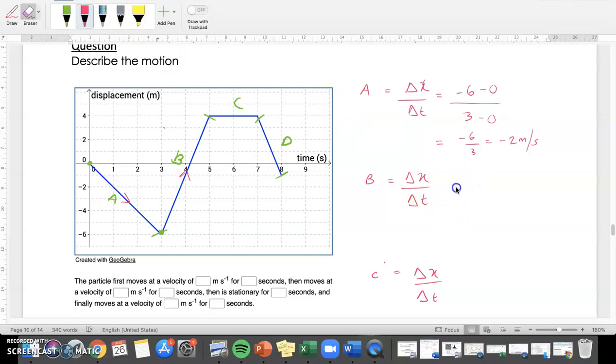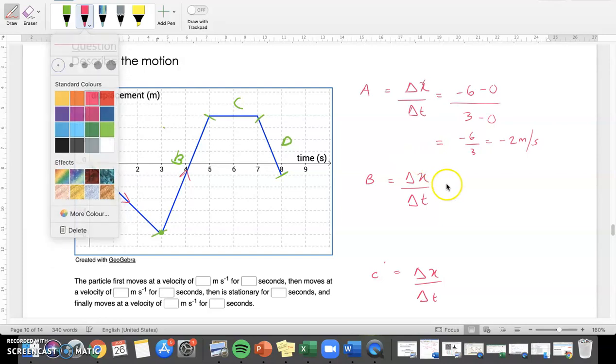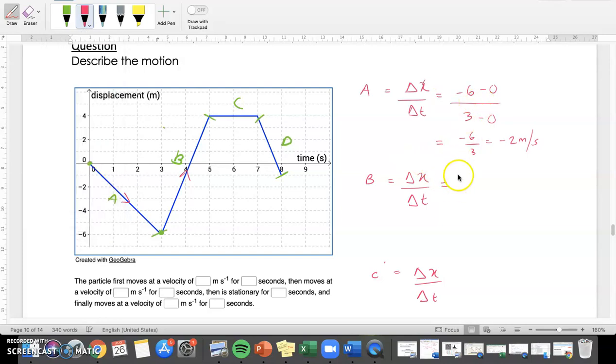So B is, the final is at 4 minus a minus 6 over the time, which is 5 minus a 3. Okay, so 10 over 2, which is 5 meters per second. So it's a positive gradient now, as expected. And then at C, there is no change in displacement. The final displacement is the same as the initial displacement, which means that our gradient of C is just 0.